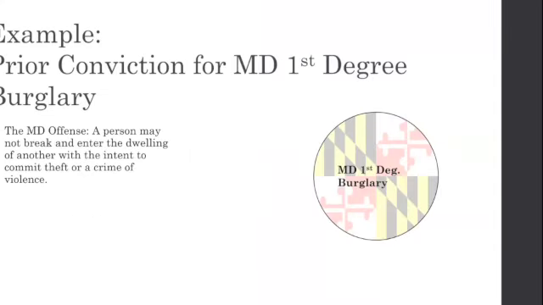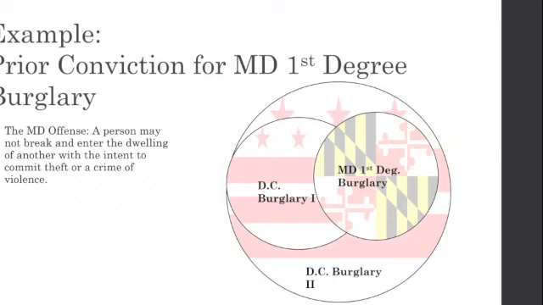So let's look at an example. A prior conviction for a Maryland first-degree burglary. Now, in Maryland, their statute requires a person may not break and enter the dwelling of another with the intent to commit theft or a crime of violence. Very similar to DC Burglary 1, with the exception that the Maryland offense does not require a person to be in the dwelling. Now, someone might be in the dwelling, but it's not required.